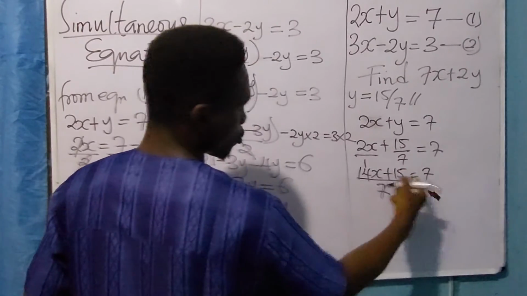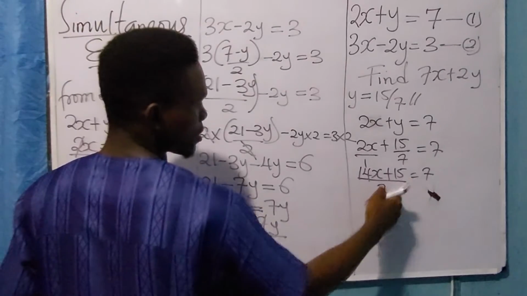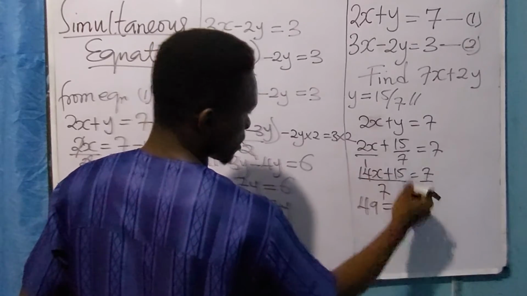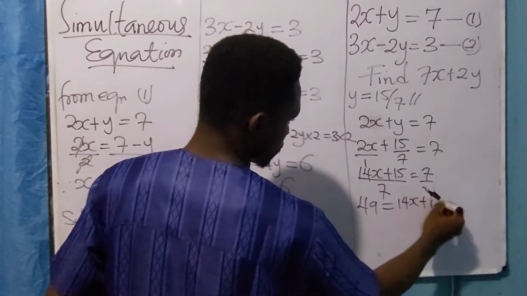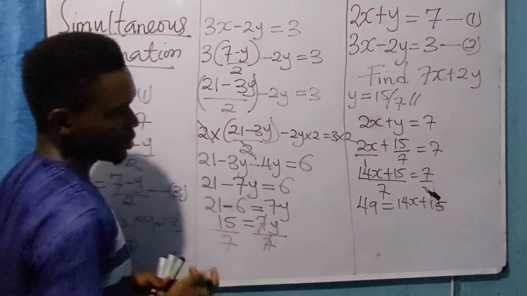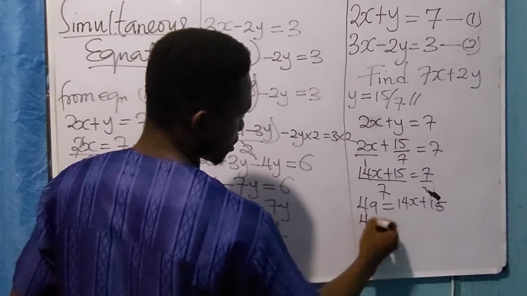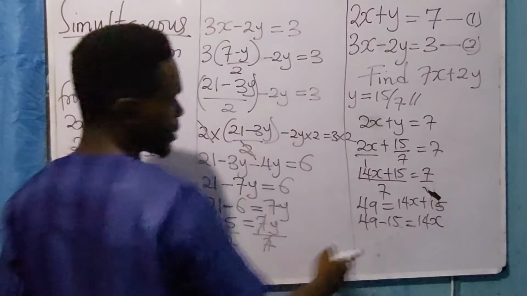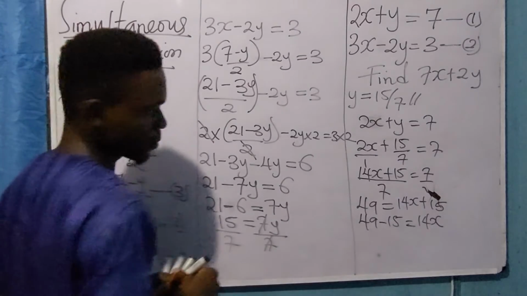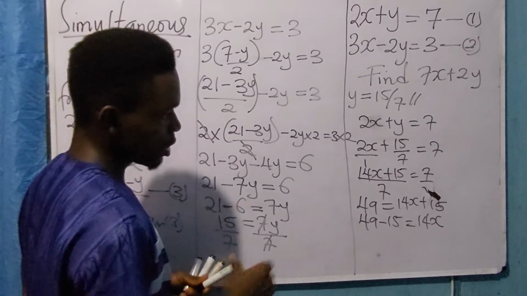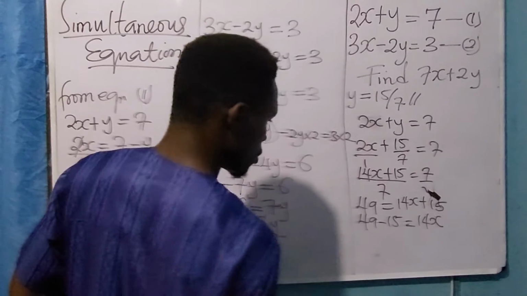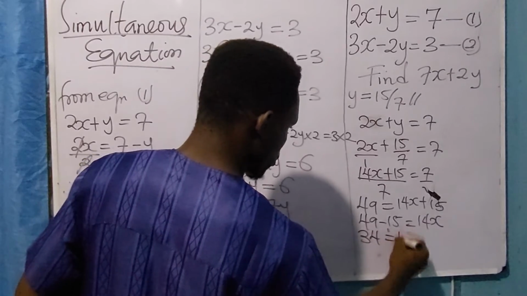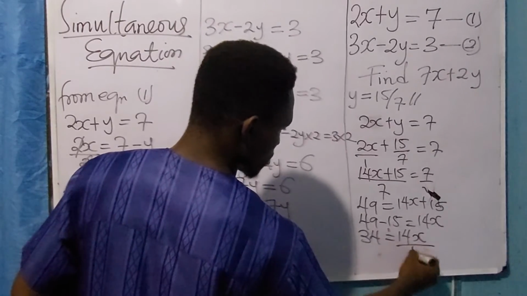So you cross multiply, you'll have 7 times 7 is 49 equals 14x plus 15. You collect like terms, you say 49 minus 15 equals 14x. 49 minus 15, that should be 24. Am I mistaken? Okay, yes, you have 34. You have 34 equals 14x. Divide both sides by 14.